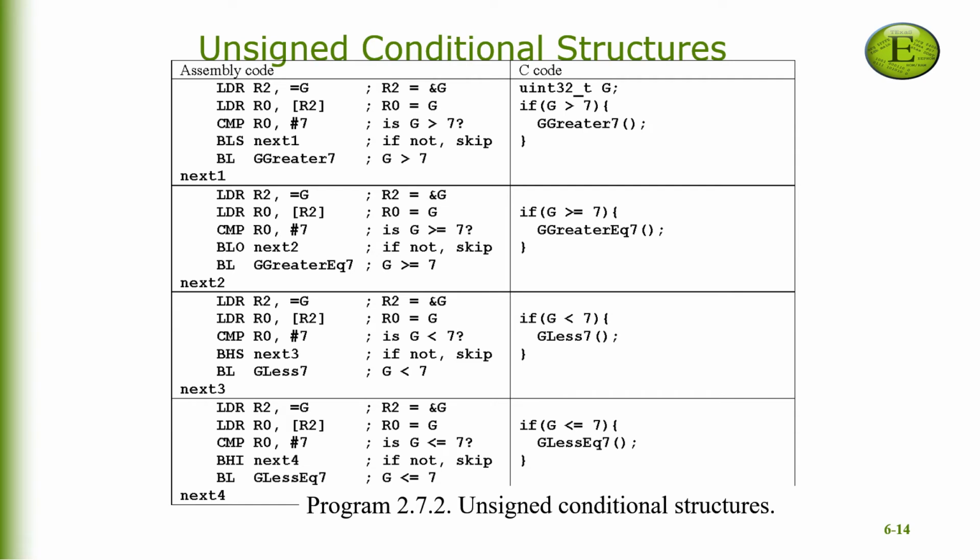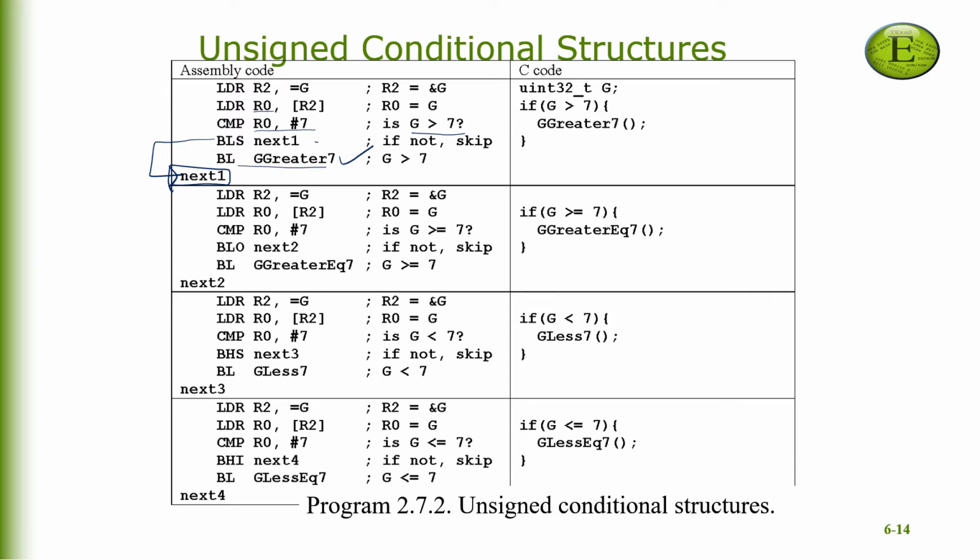Now let us look at some examples of unsigned conditional jumps. Comparing G greater than 7, and again G is some number stored in the memory which has been referenced and whose value is now in R0. So R0 compared with 7, if G is less than 7, go to the instruction at next one. If not, then we are going to skip. We are not going to go to next one. We come here.